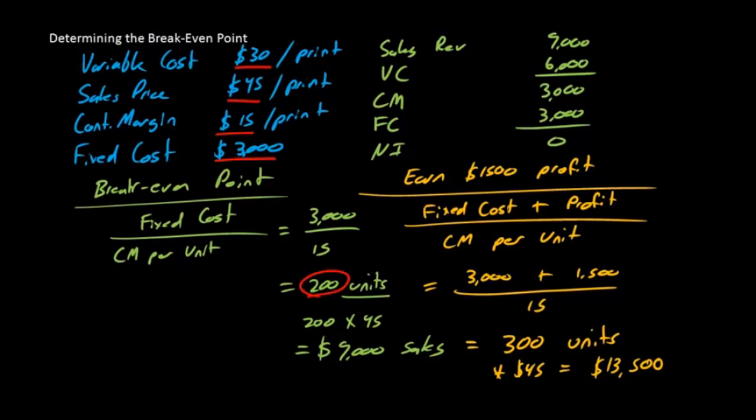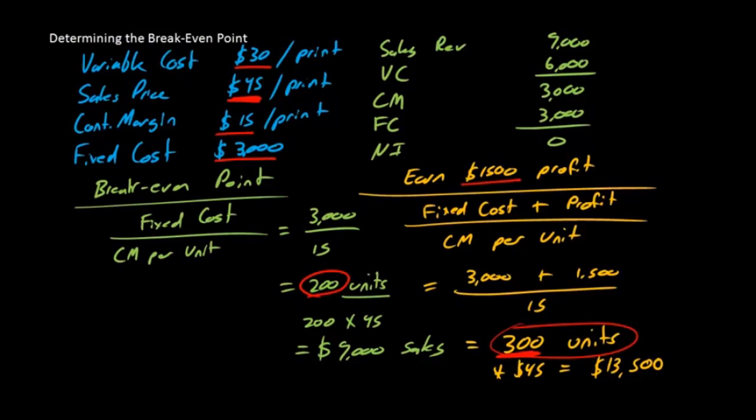And we looked at a few different scenarios. We looked at how many units we had to sell to break even, and we came up with 200 units right there. And we also looked at how many units we would have to sell to earn $1,500 of profit, and we came up with 300 units.